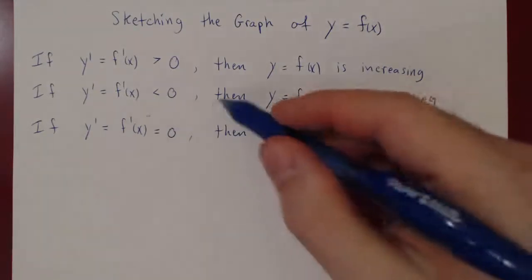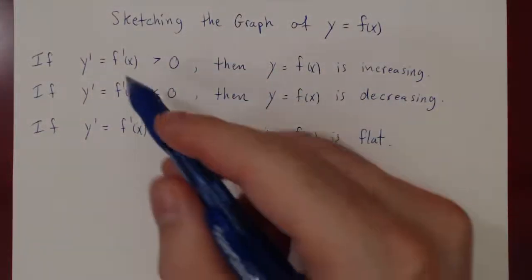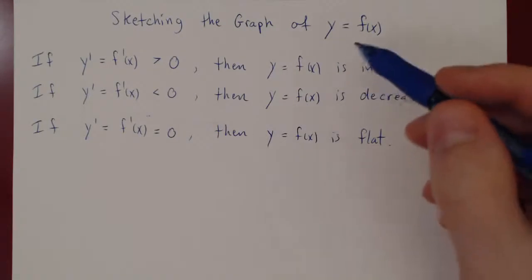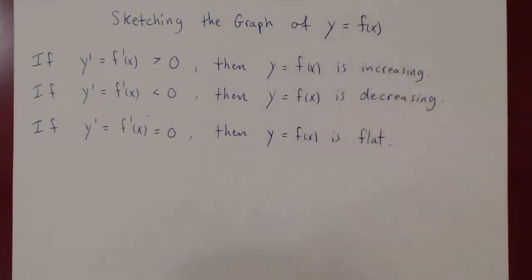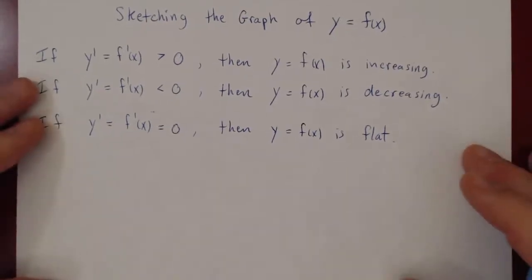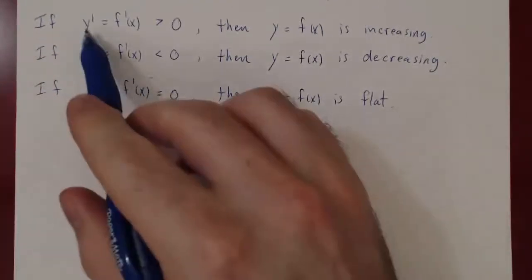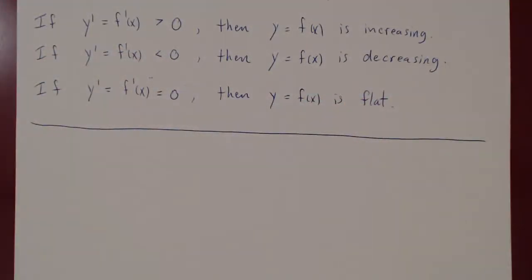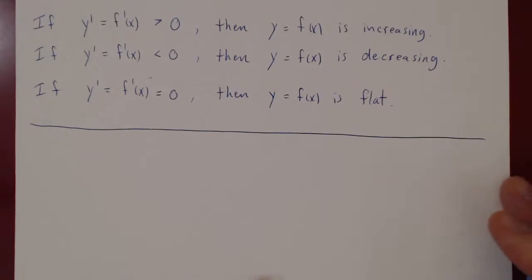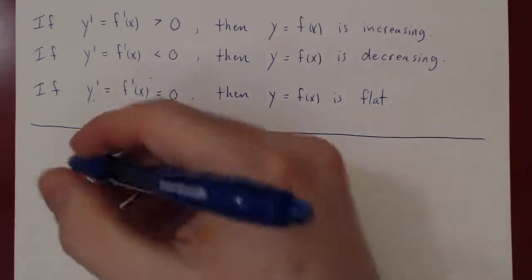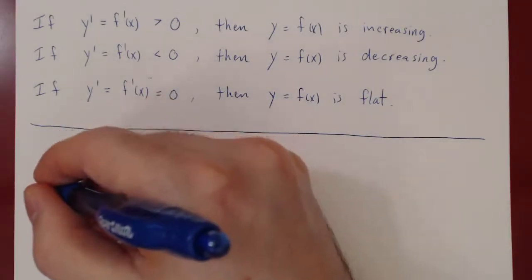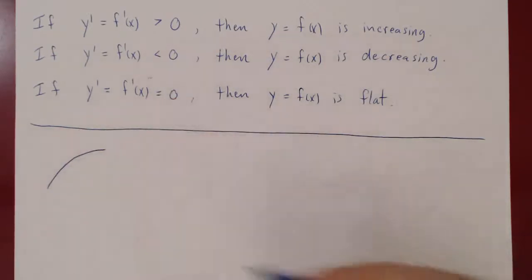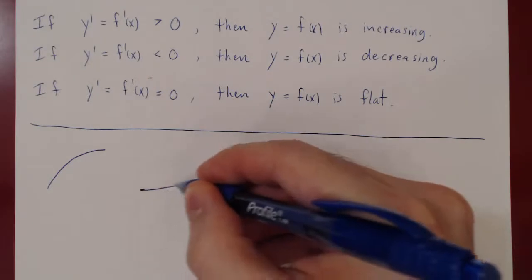The question is, is this enough information coming from the first derivative to allow us to accurately sketch the graph of the function y equals f of x? And the answer is actually no. Let's look at the first case. Suppose that the derivative was positive. Therefore, the graph of the function is increasing. Well, imagine, in how many ways can you sketch an increasing function? It could be increasing like this, or maybe it could be increasing like this.